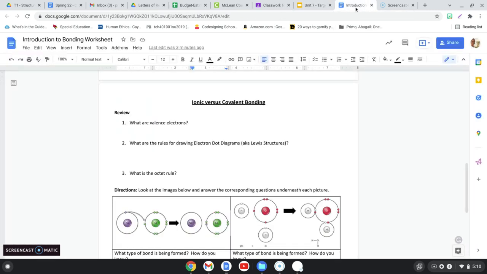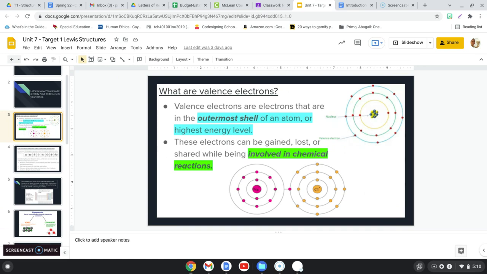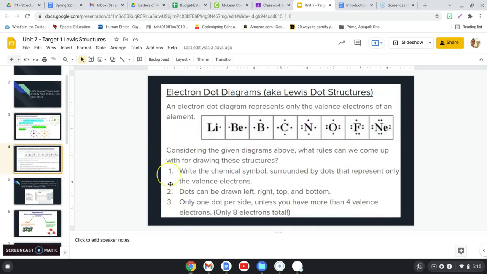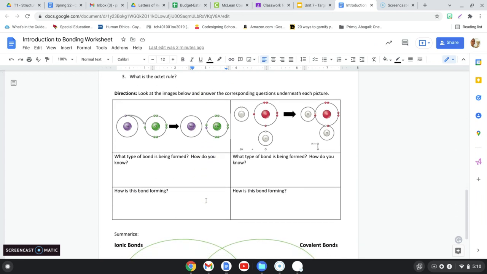So what you're going to do is talk about what valence electrons are, and what the rules are for drawing electron dot diagrams, which come straight from your notes. That's even from the last unit. The rules are right here. And then, what is the octet rule? Remember, oct is very similar to octagon, and an octagon has 8 sides. So the octet rule probably has something to do with the number 8.